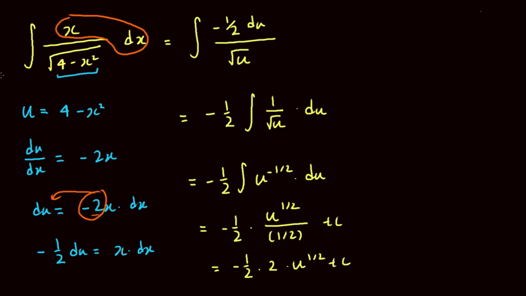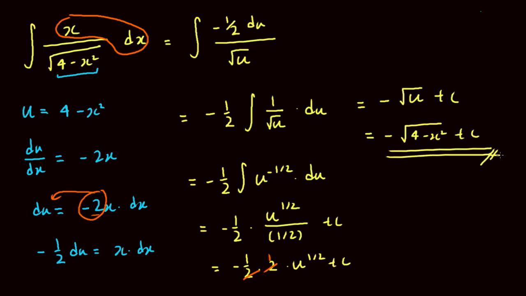Of course, this is very straightforward. We just leave it as 1. So therefore, it simply becomes negative square root of u plus c, which is obviously negative square root of 4 minus x squared plus c. So this is your final answer.